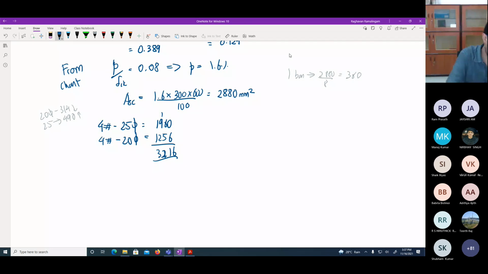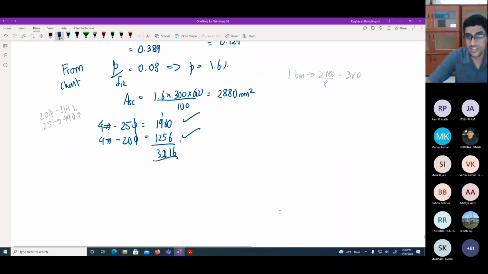So 28. Pi into 15 square. 615. Okay, 615, 2400. Okay, anyway, I get the same. I think this is the best solution. Okay, so we can adopt 4 numbers of 25 and 4 numbers of 20 diameter bars.